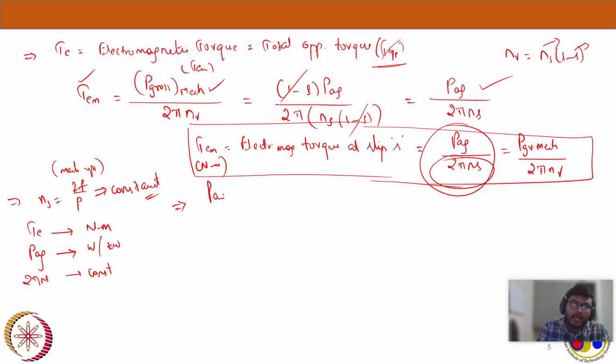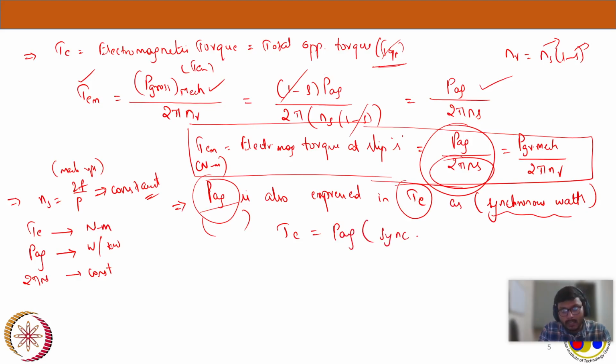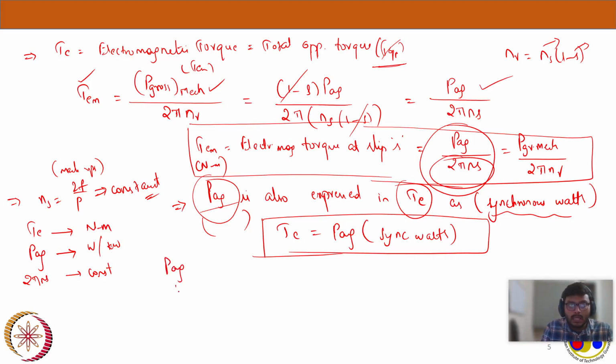So usually your air gap power is also expressed in torque as synchronous watts. It means your power is in watts and your torque is watts divided by synchronous speed. So usually people also use this term. They say P is equal to PAG and the units will be in synchronous watts. Here the power is not in watts. Here the power is in synchronous watts. So PAG is in watts, and PAG by synchronous speed 2 pi ns is in synchronous watts.